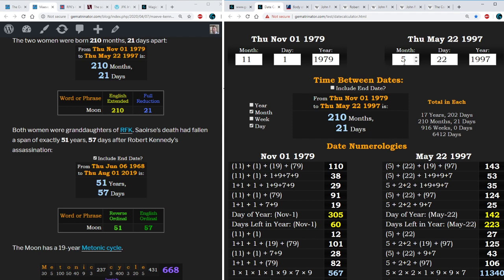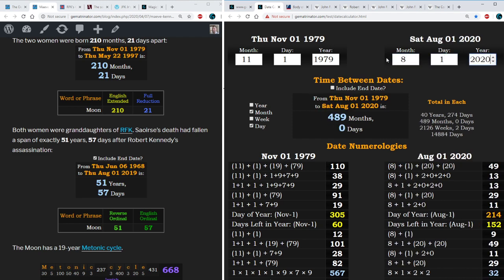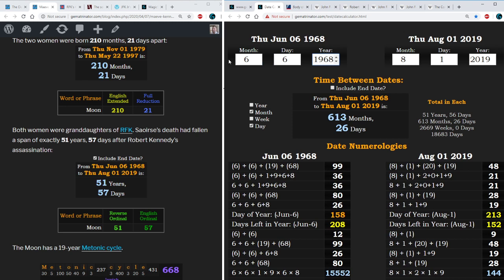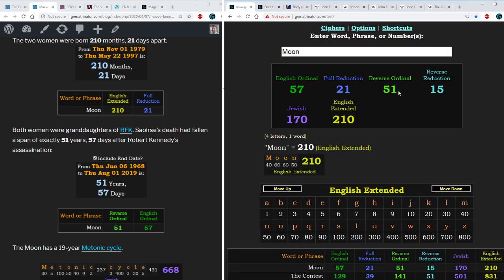And this is pretty interesting because when Saoirse Hill died last year, it was exactly a span of 51 years and 57 days since the death of her grandfather, RFK. And look at the gematria of moon in the ordinal ciphers, 51 and 57.